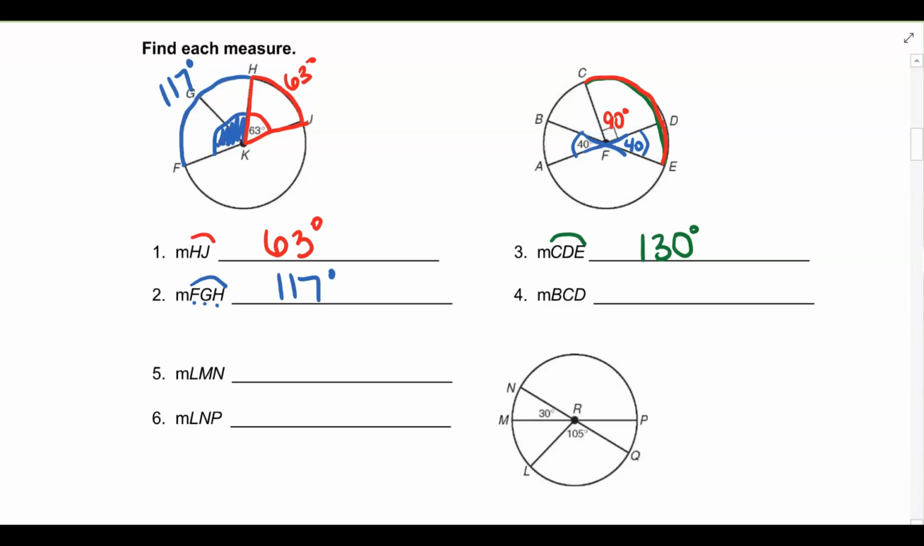Next, we're looking for the measure of arc BCD. So it's going from, let me erase all of this.